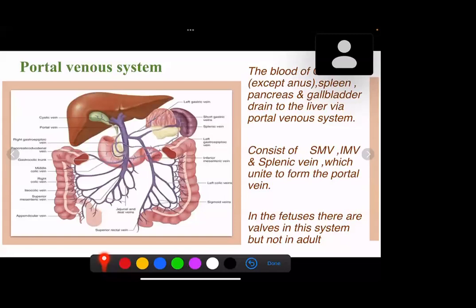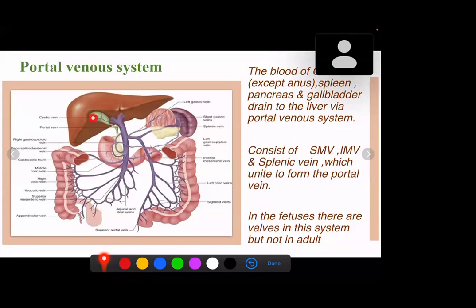After joining the splenic vein and forming the portal vein, it receives the right and left gastric veins and the superior pancreaticoduodenal vein. Then the portal vein will continue in the free edge of the lesser omentum, the hepatoduodenal ligament. At the porta hepatis, it will divide into the left portal vein and the right portal vein.